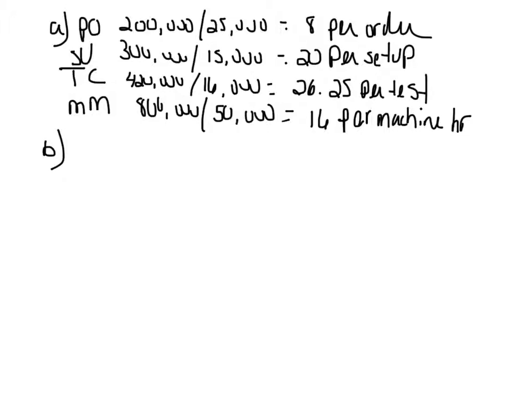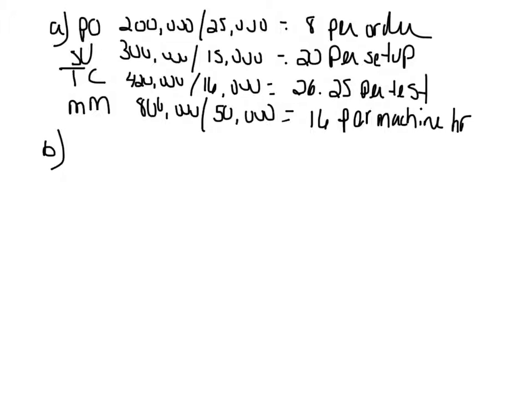So now you've got this one order of 50. How are we going to assign this? This is just overhead. Notice this problem is not talking about direct labor or direct materials. We're just looking at overhead. How are we going to assign the overhead to this 50 ceramic dishes?